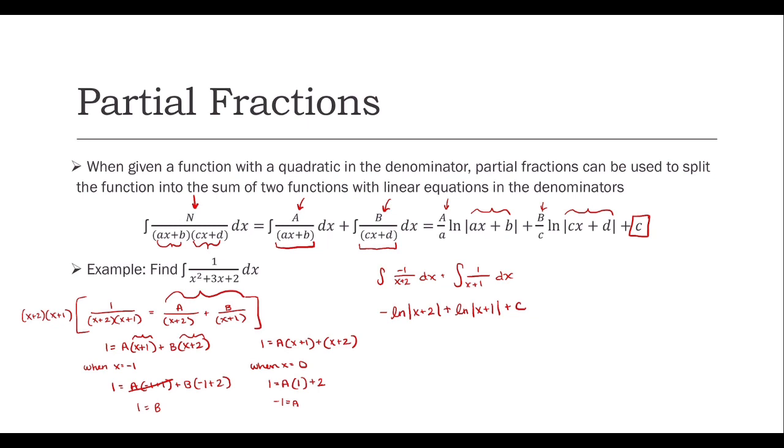We can combine our natural logs, so we'd have the natural log of the absolute value. We would put x plus 1 in the numerator because it's a positive natural log, and the other one is a negative natural log, so we'll put x plus 2 in the denominator. So this would be our solution to that.